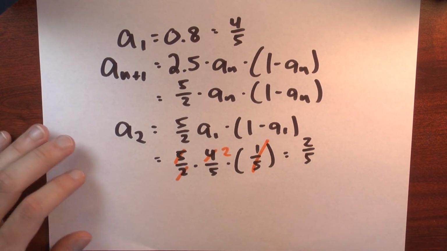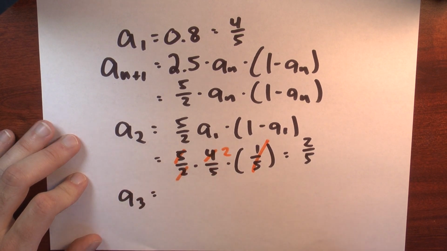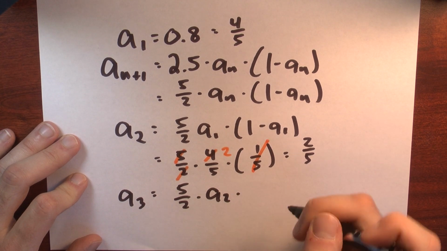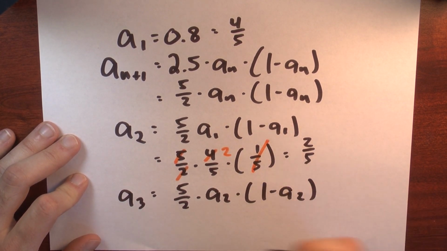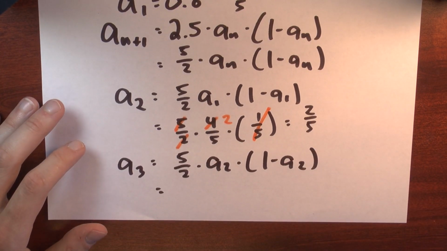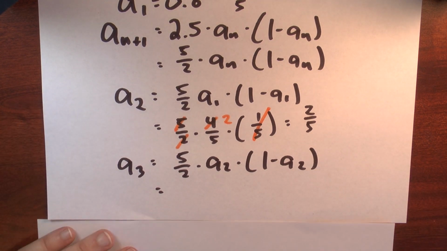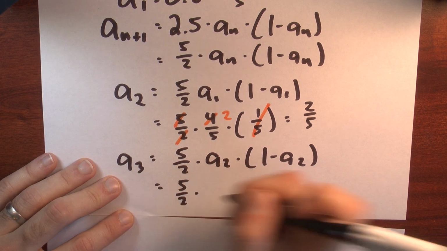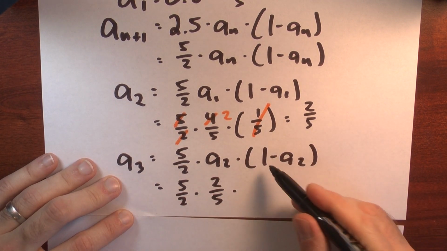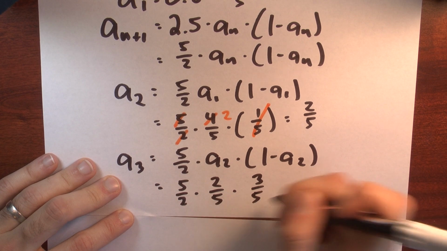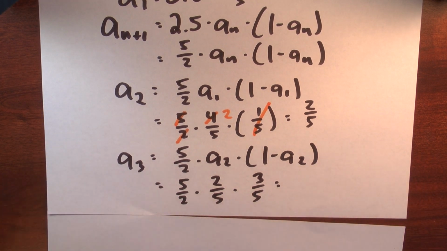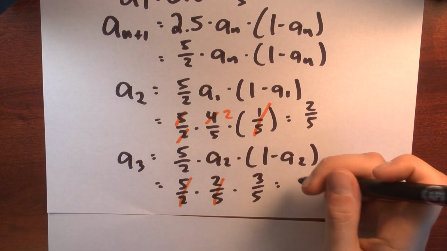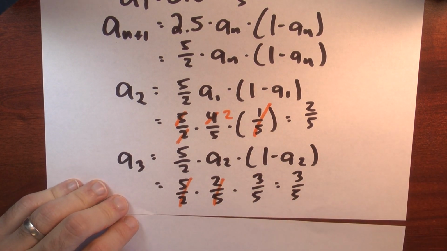Now I can calculate a sub 3. So a sub 3 will be 5/2 again times a sub 2 times 1 minus a sub 2. And in this case, what is a sub 2? We just calculated it's 2/5. So this is 5/2 times 2/5 times 1 minus 2/5, which is 3/5. But now I've got 5/2 and 2/5, and those cancel. So a sub 3 is just 3/5.